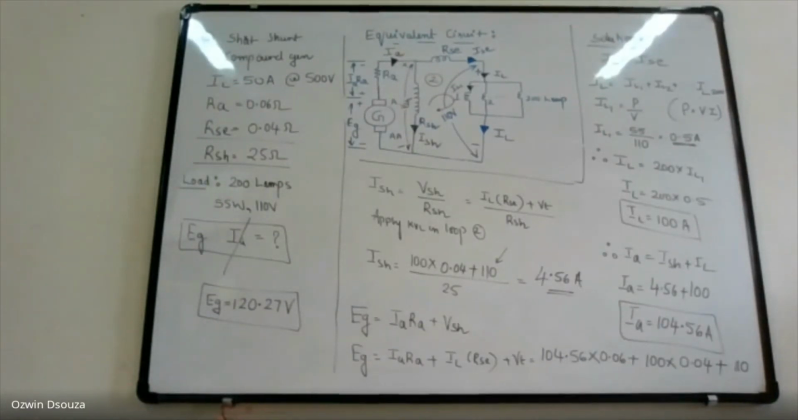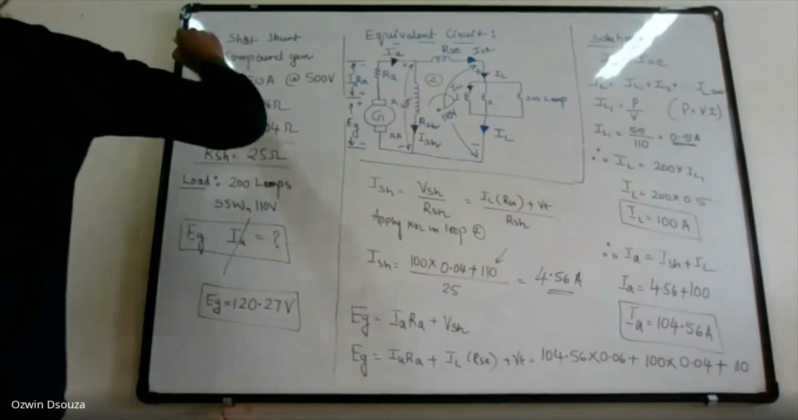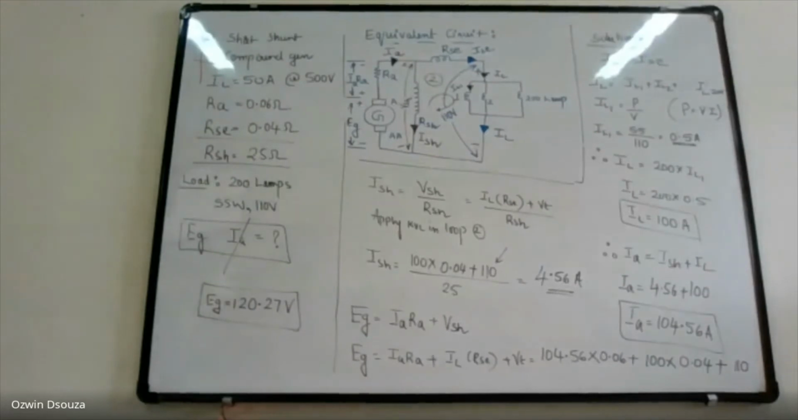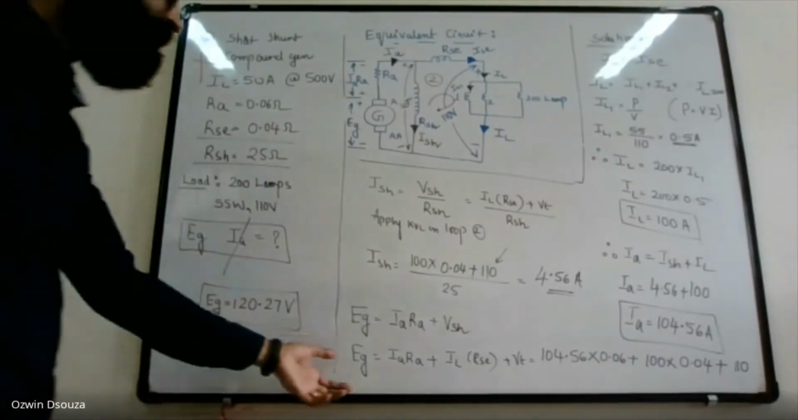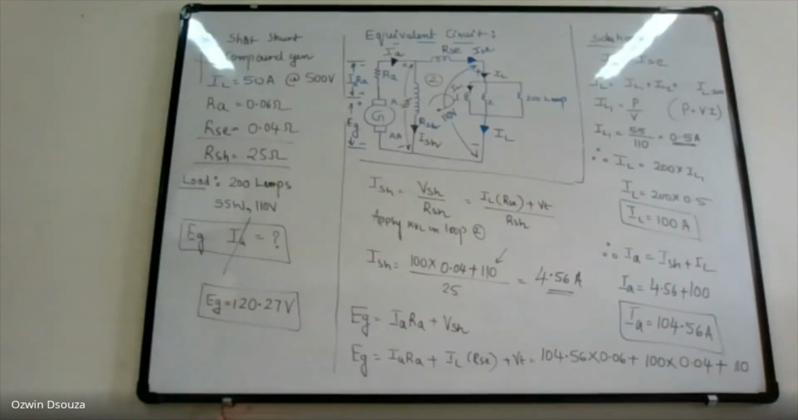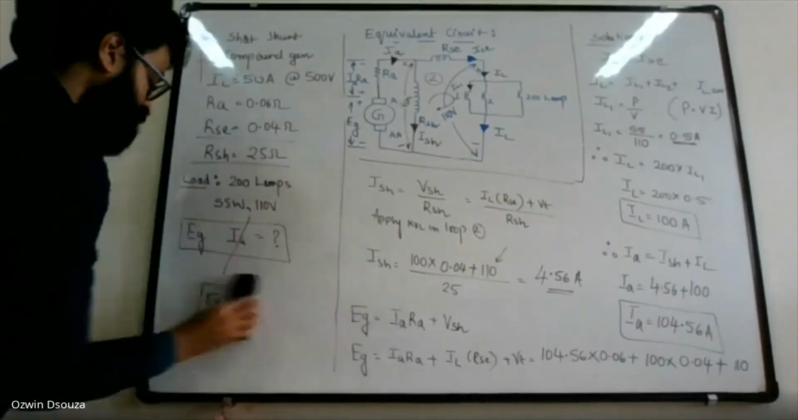Okay, so that's the solution for this problem. It's a very important problem. You see how easily you can solve just by applying the very conceptual knowledge of KVL and KCL. Any DC machine problems can be solved just by applying KVL and KCL. All right, so that's the reason we stress on the fundamentals. So let me erase.